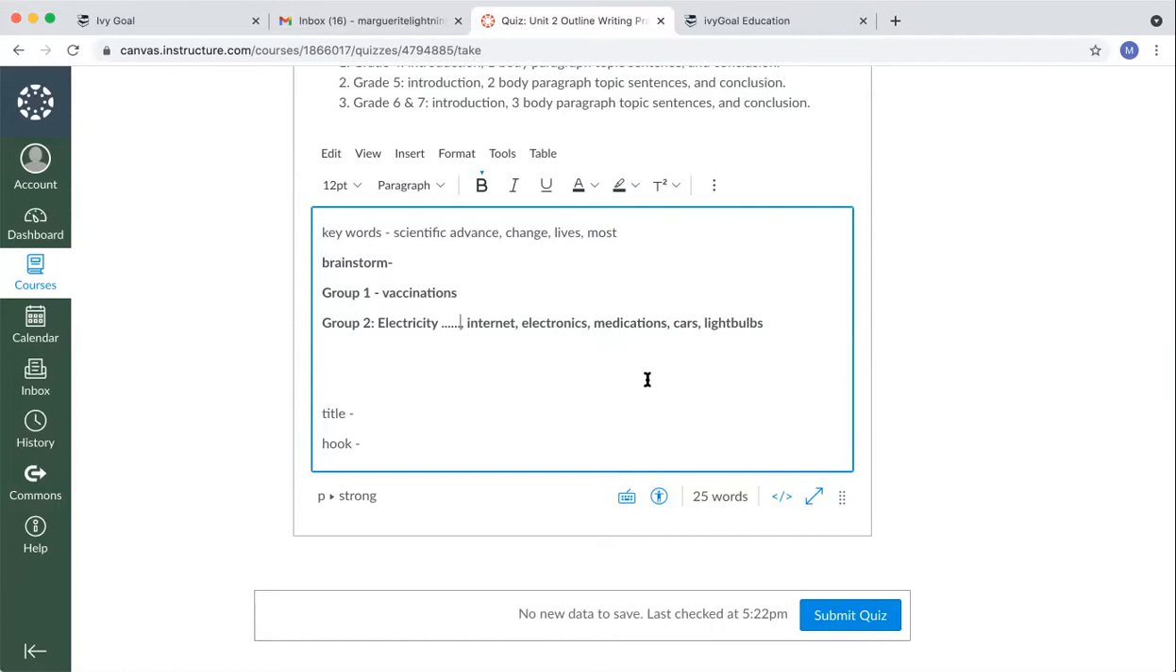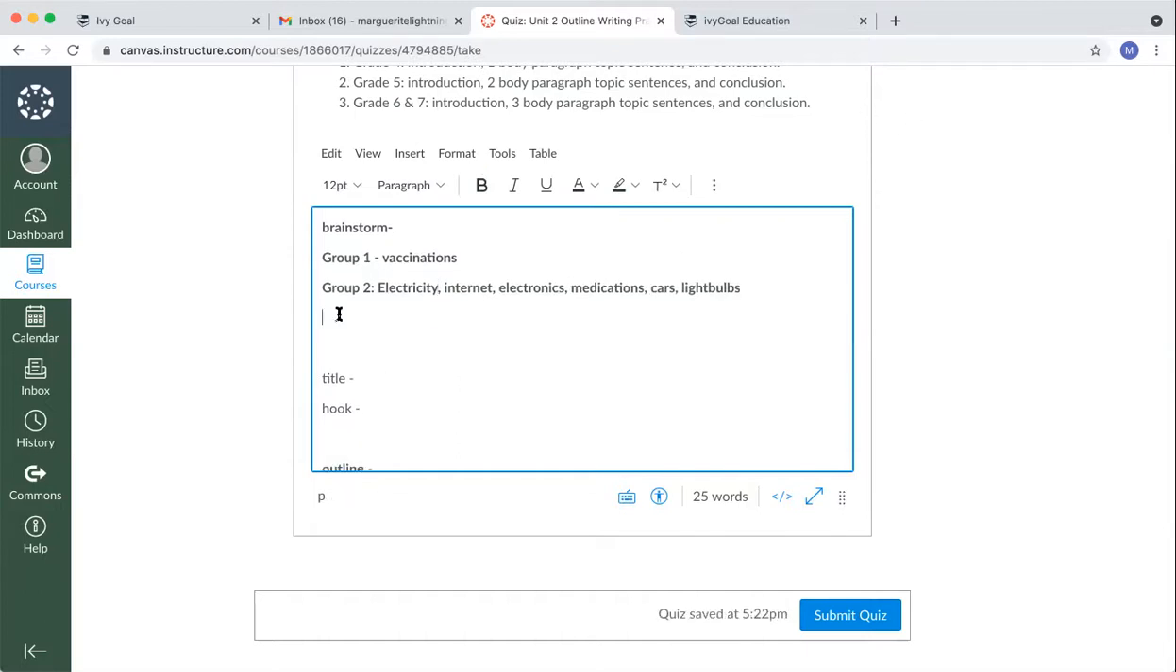Okay, it's looking like the overwhelming majority are voting for electricity. So we're going to talk about that then. We're going to use electricity. All right. So we're going to basically write an essay about electricity.